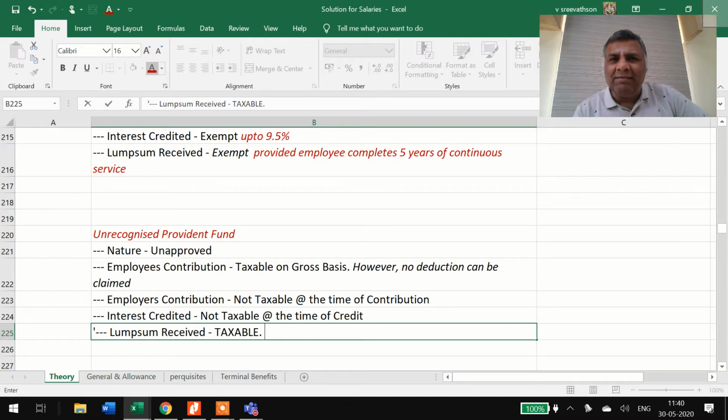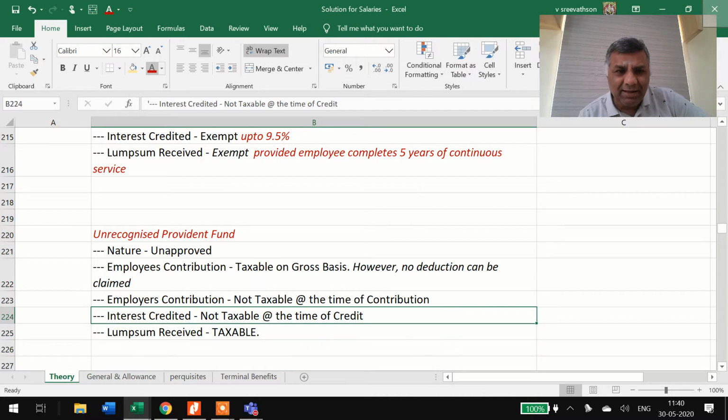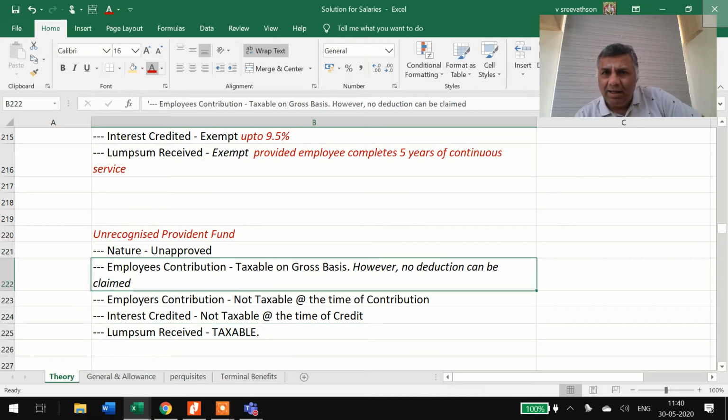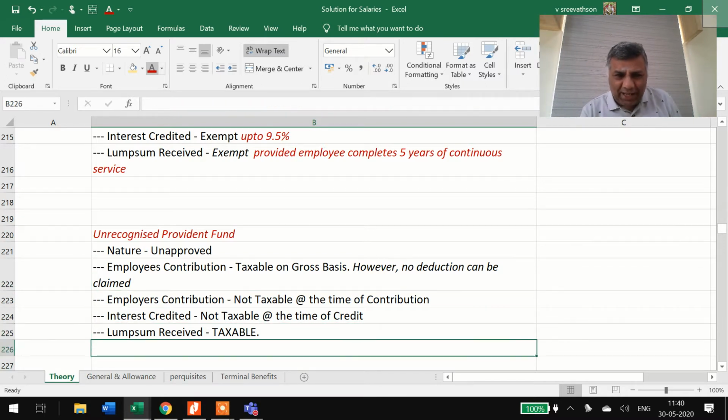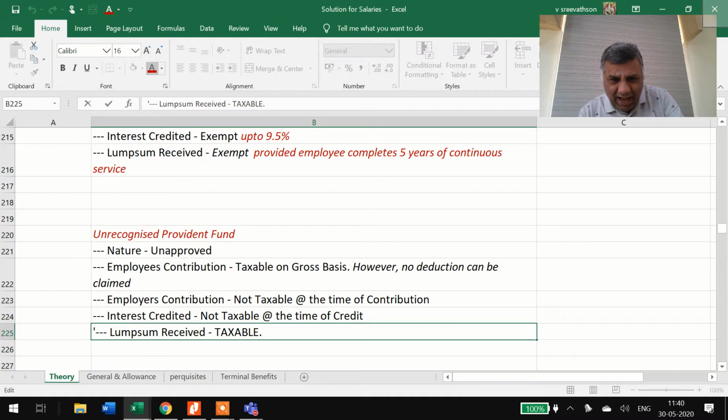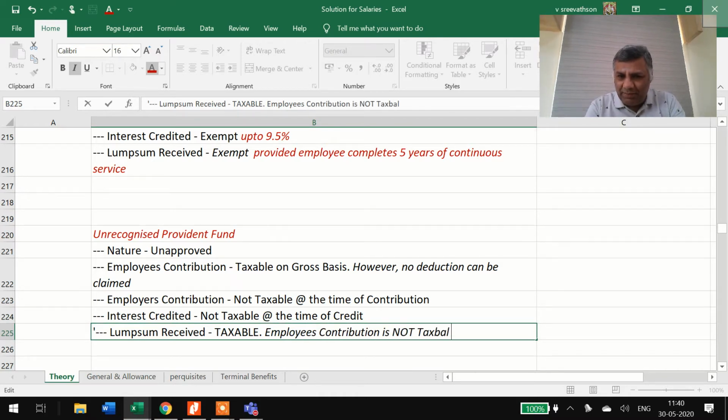Have I already taxed the employee's contribution? The answer is yes. I received it, I taxed it. Can you again tax it? The answer is no. So taxable after that we are writing: employee's contribution is not taxable.